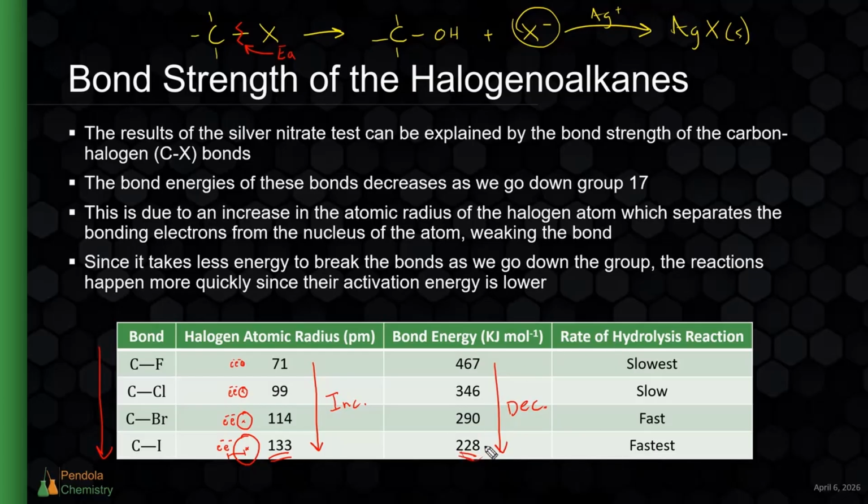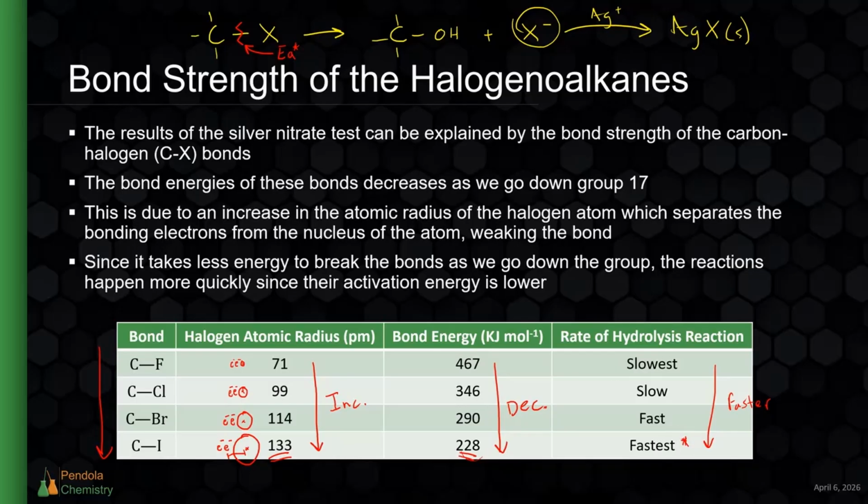The smaller the bond energy is, the lower the activation energy we need to break the bond is, and the faster the reaction can happen. That's why the reactions happen more and more quickly as we go down the halogen group. As we go down the halogen group, the radius of the halogens goes up, which means the bonds are going to be weaker, the bond energy is smaller, which means the reaction can happen faster. It goes faster as we go down the group.